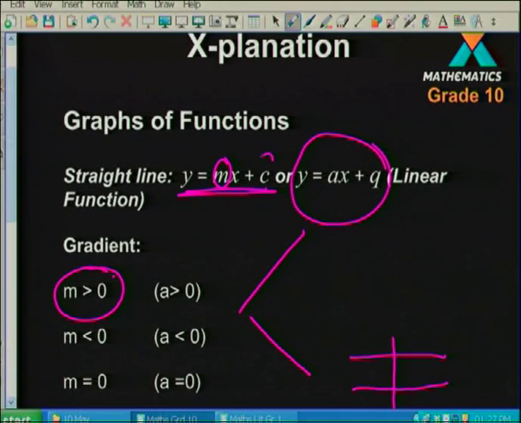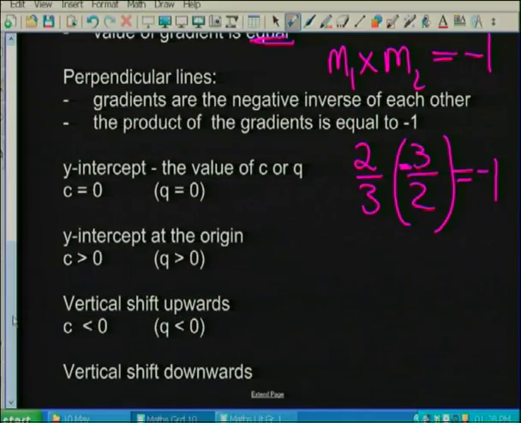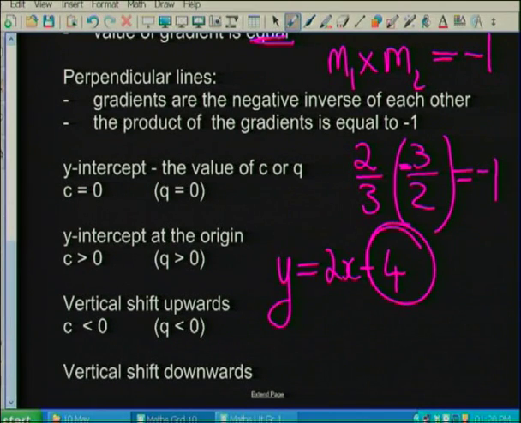Right. Now, the other one that we need to have a look at is C. Or it could be Q. They could even call it K or B. It really doesn't make a difference. Now, C or Q is the y-intercept of your straight line graph. So in other words, if I have a graph y is equal to 2x plus 4, 4 is my C value, and I then know that my graph intersects the y-axis at y equal to 4.